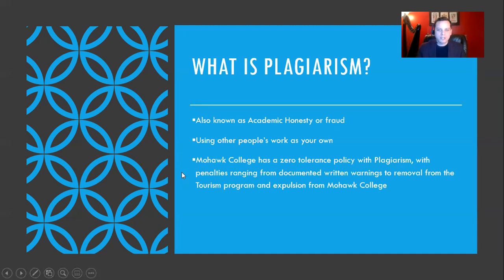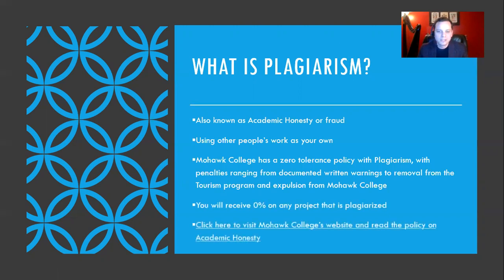Mohawk, of course, has a 0 tolerance policy for plagiarism. If you're caught, the penalties range from don't do that to a written warning to having to leave the program completely and not getting a diploma, which is the absolute worst. That would be the worst way I can think of to have to leave the program. So good to be extra careful. Any project that's plagiarized, of course, will get 0. And here's a link to the policy that Mohawk College has published on what they call academic honesty, which is the same thing as plagiarism and same thing as fraud.